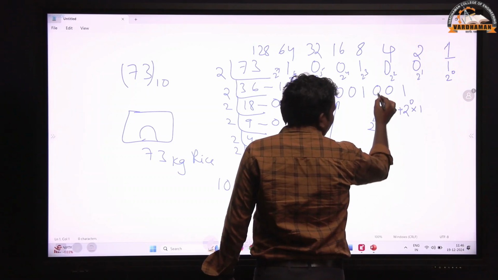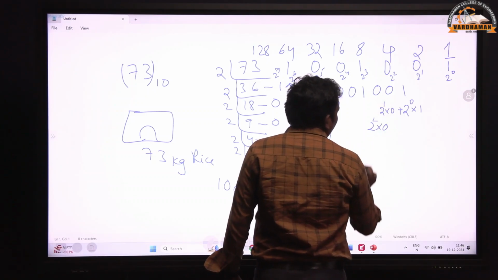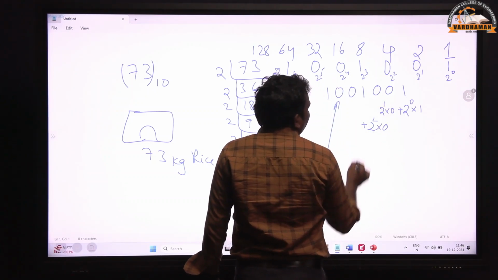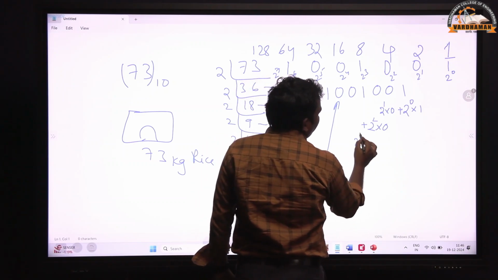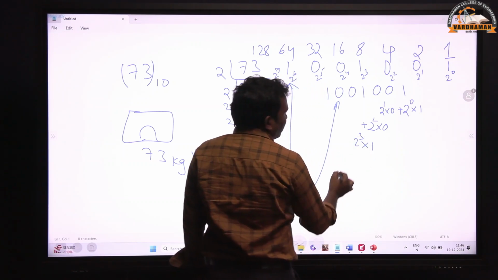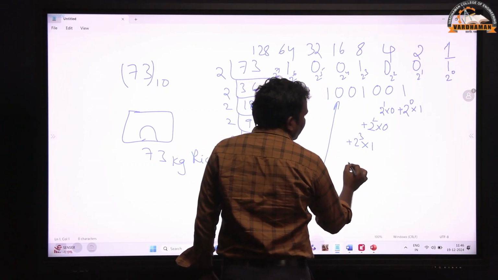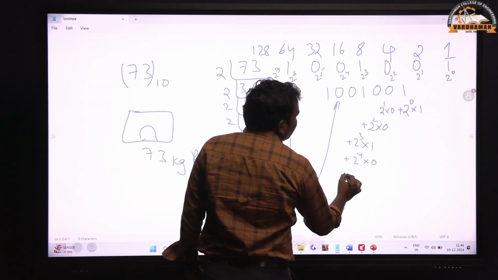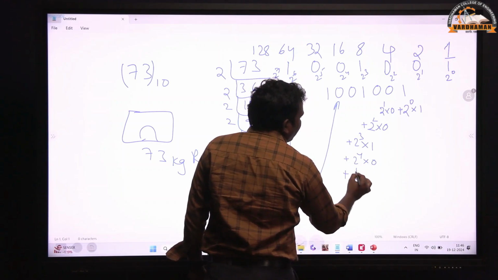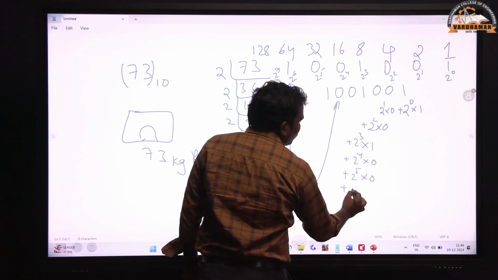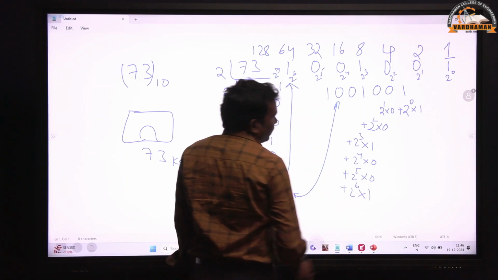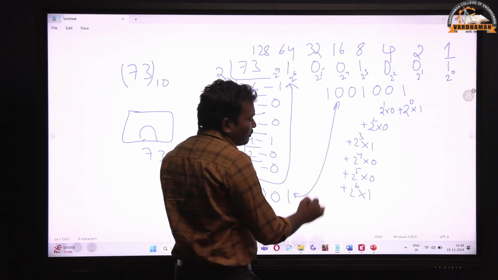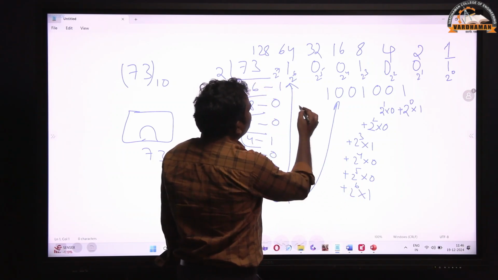2 power 2, don't include. So, 2 power 2 into 0, plus you include 2 power 3. So, 2 power 3 into 1, plus you don't include 2 power 4. So, 0. You don't include 2 power 5. So, 0. You include 2 power 6. So, into 1. Now, what will we get? 2 power 6 is 64.